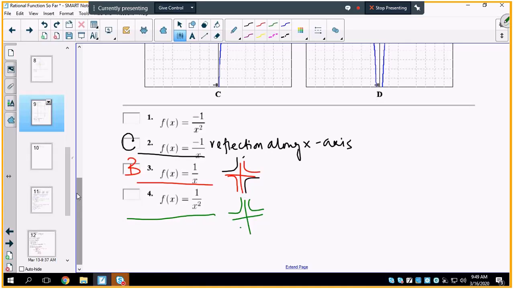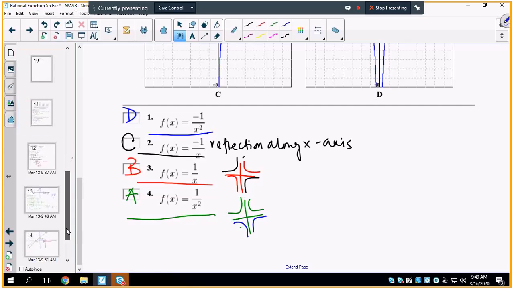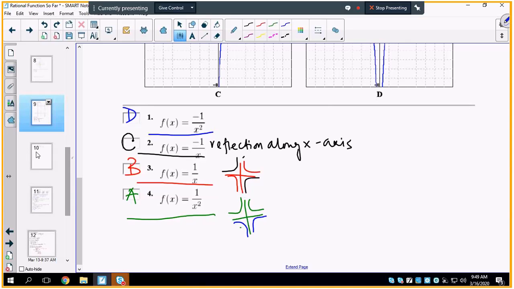So I'm going to go ahead and say that this is A, whereas negative 1 over x squared, you can find in a pretty similar way. It is a reflection along the x-axis, so I will instead get this branch and this branch, and that's the only one left, and it's number D. So that answers my quest for transformation and understanding reflections and rational function graphs.